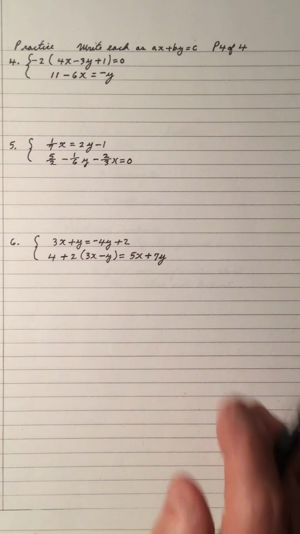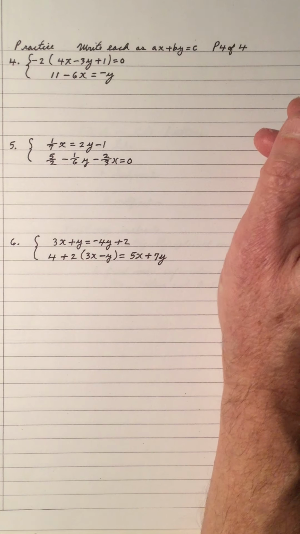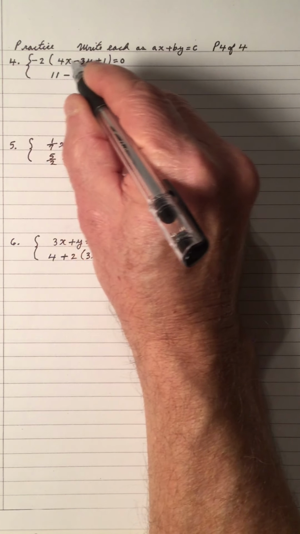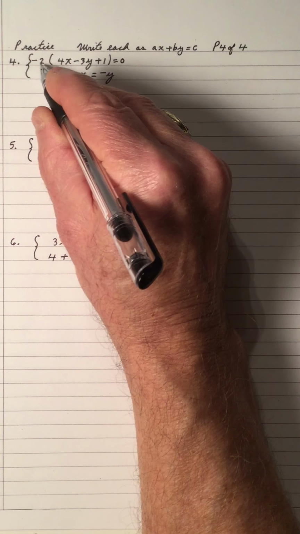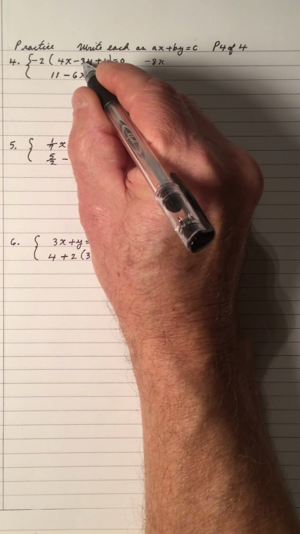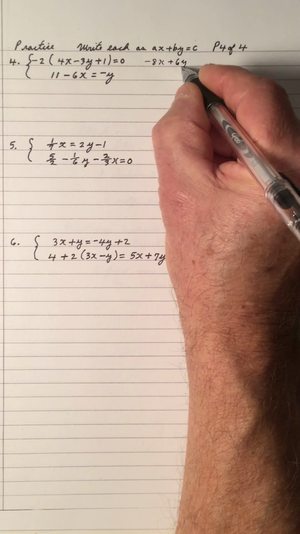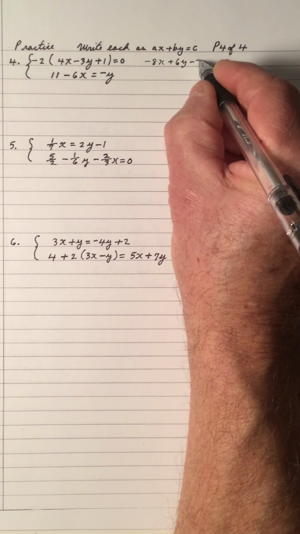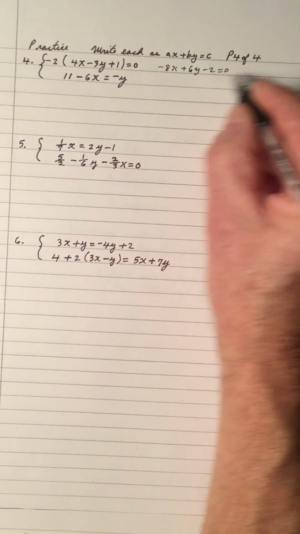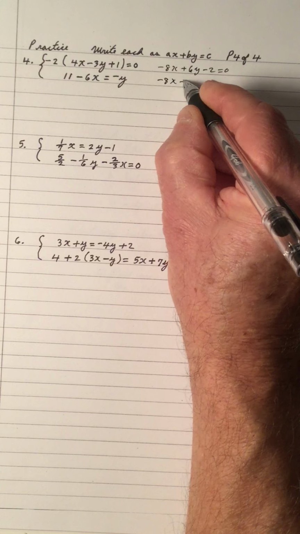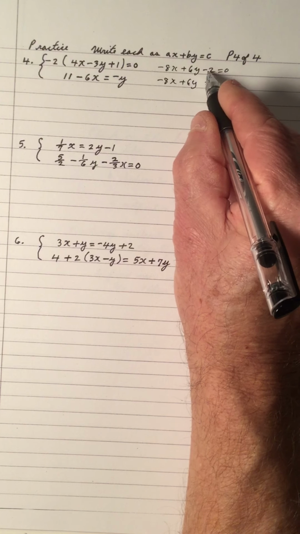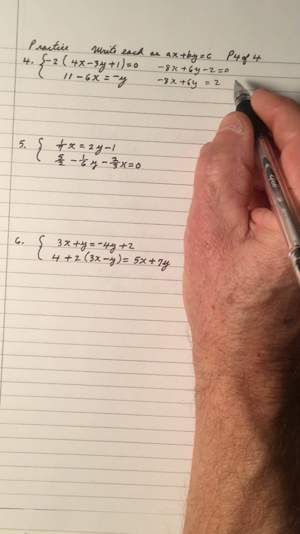And we have some more practice. Again, pause the video and work these out. And the first equation, we want it into ax plus by equals c. Multiply all the terms by negative 2. Negative 2 times 4x is negative 8x. Negative 2 times negative 3y is positive 6y. Negative 2 times 1 is negative 2 equals 0. So that equation becomes negative 8x plus 6y equals 2. So there's ax plus by equals c. The minus 2 goes to the right and becomes plus.